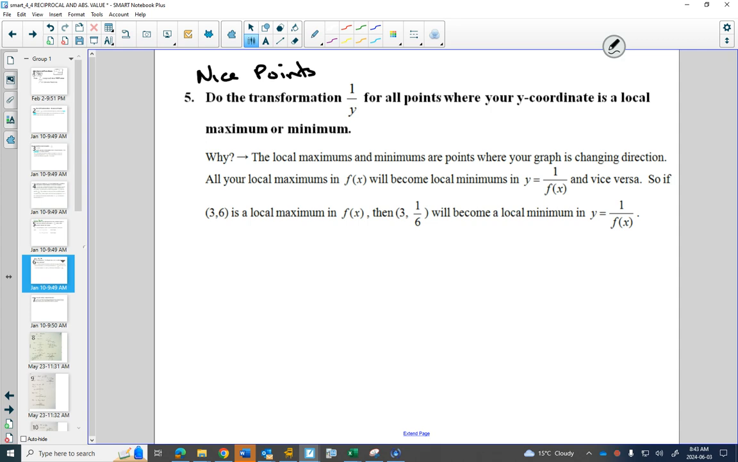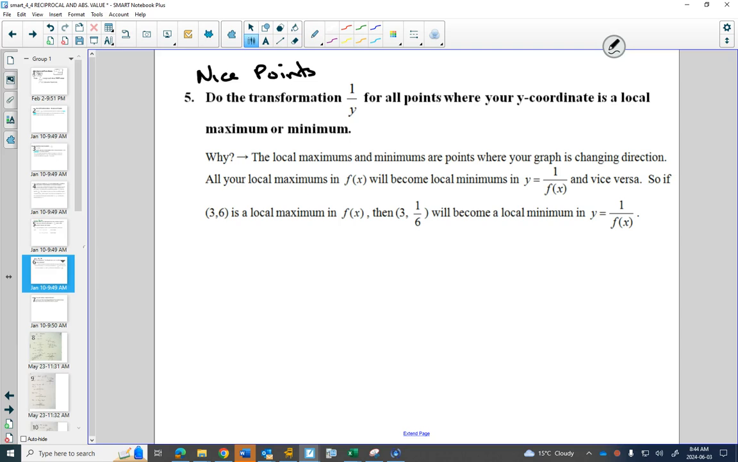In number 5, it says if you have a maximum in a graph, when you do the reciprocal, that's going to become a local minimum. Because when you flip the y values, they're going to change that way. If I had a highest point of 8, I do the reciprocal, I get 1/8. A lower point of 4 will be 1/4. 1 will be 1. So the maximum points will become minimums, and minimums maximums.